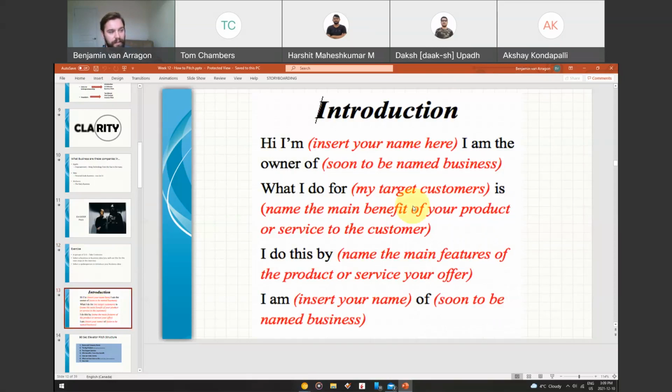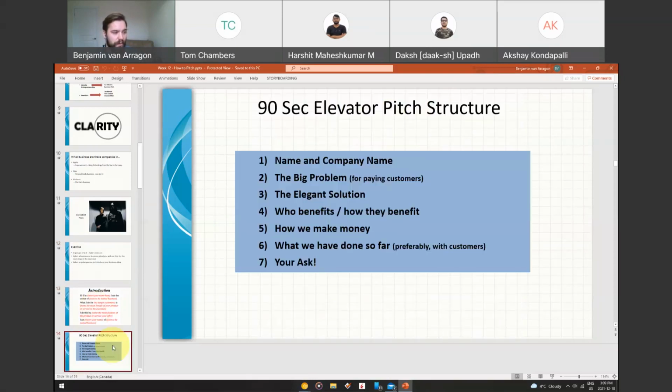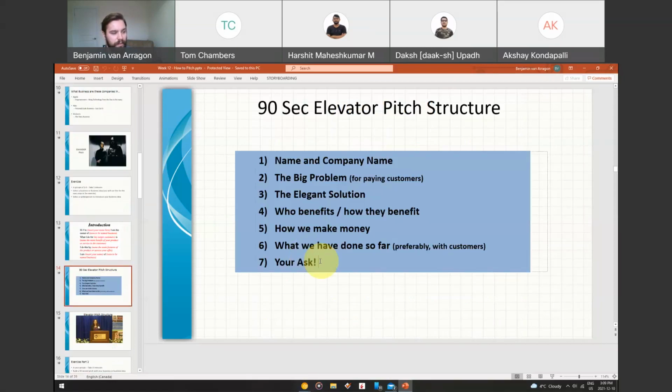Hi, I'm the owner of... What I do for my customers is blank. I do this by filling in the blank. I am of whatever your business is. So the main points you're wanting to cover, and I'll paste this in the chat now if you want to copy and paste it for your own reference over the next 5 minutes together.